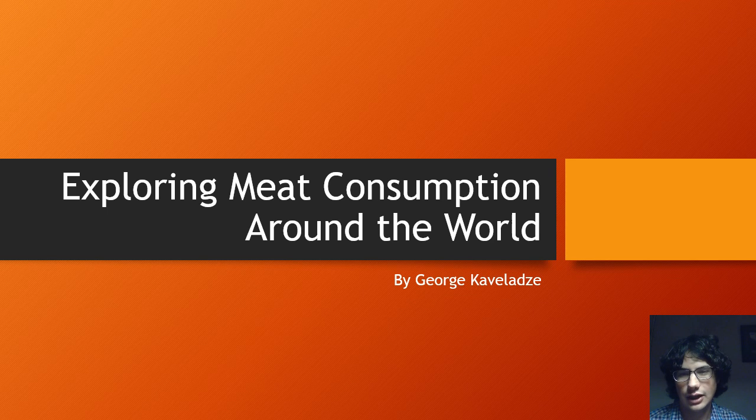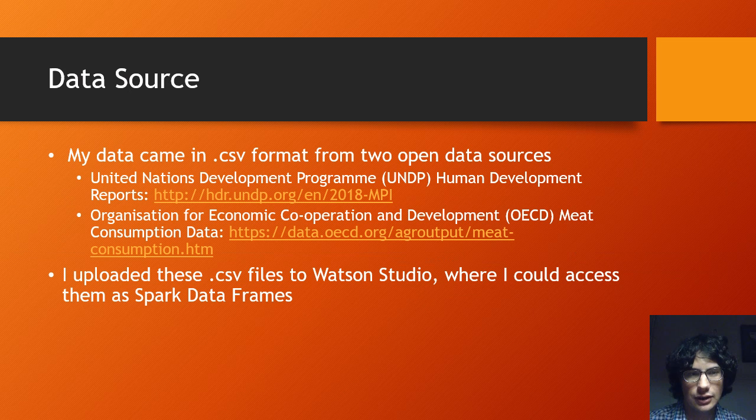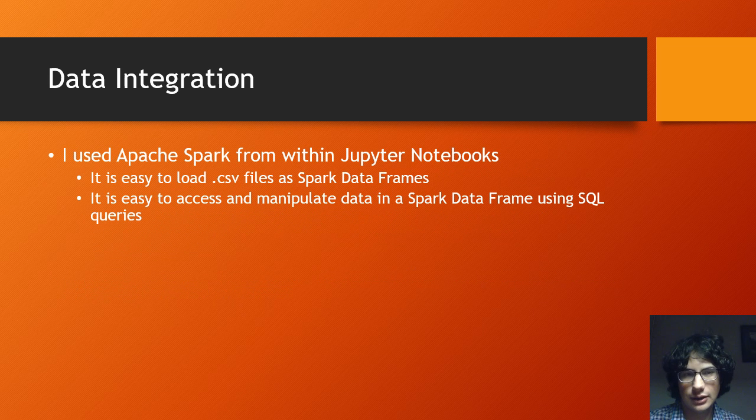It's good to be presenting to you today about the methodology for the creation of my report that was exploring meat consumption around the world. So first of all, my data came from two sources. One was the United Nations Development Program Human Development Reports, and one was the Organization for Economic Cooperation and Development meat consumption data. Like I said, open data in CSV format. I uploaded these CSV files to Watson Studio where I could access them as Spark data frames.